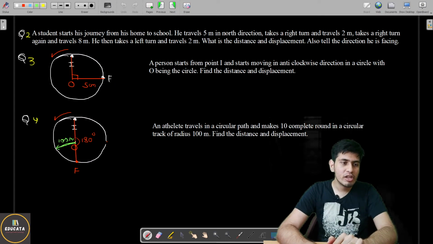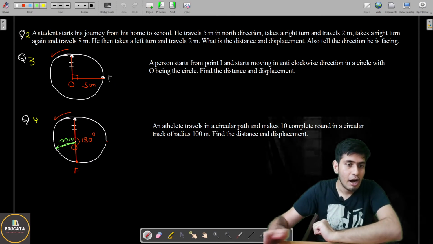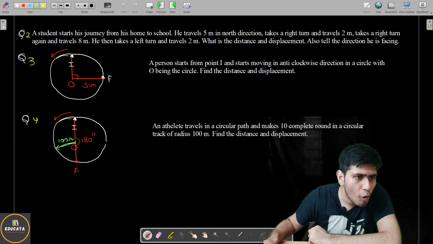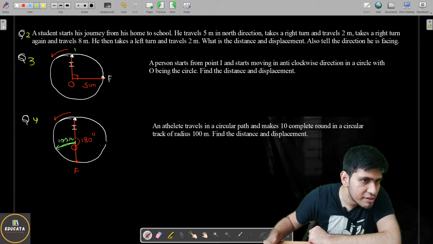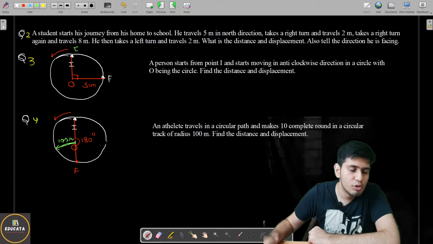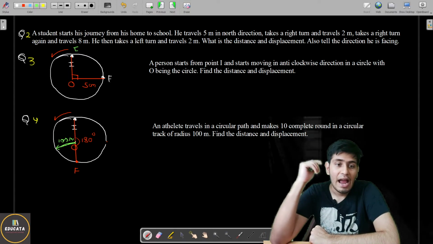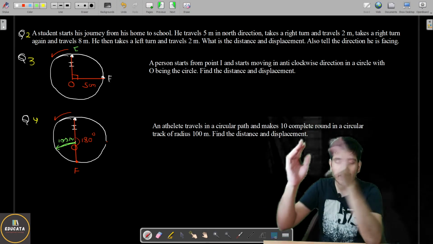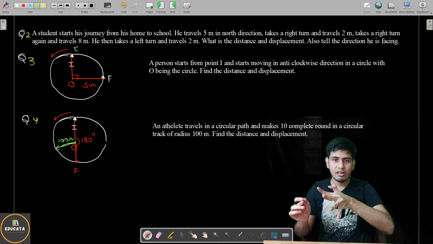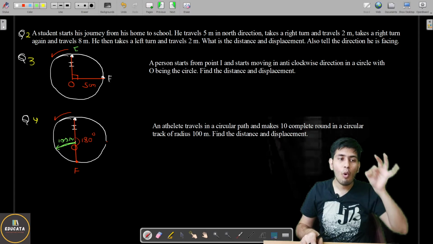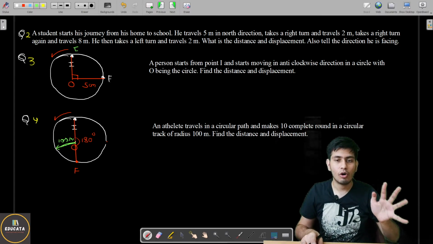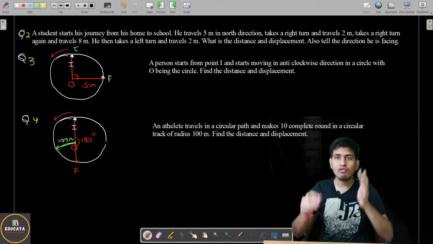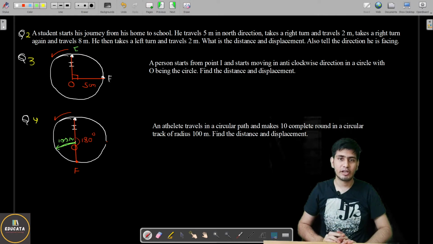Now, moving to another question, question number 3. A person starts from point I. See, this is point I. Basically, I have marked it over here, but you can understand. He starts moving in the anti-clockwise direction in a circle where O is the center. We have to find the distance and displacement in this particular case.